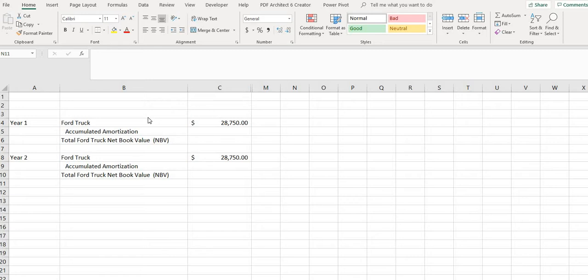So let's get started. Before we do that, if you recall, we have the Ford truck set up as either a long-term asset or property, plant, and equipment on your balance sheet. We then added an account that was a sub-account of the Ford truck called accumulated amortization. This account is going to keep a total of all the depreciation that we have expensed against the truck. And then finally, we'll have a line on our balance sheet that says total Ford truck, which is actually the net book value or NBV. This is the amount that is remaining on the vehicle that has yet to be expensed.